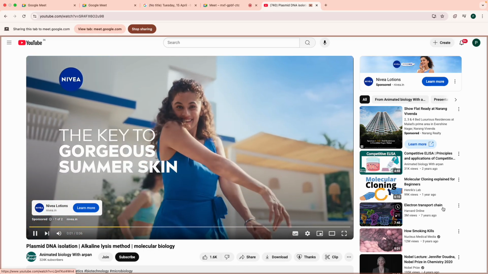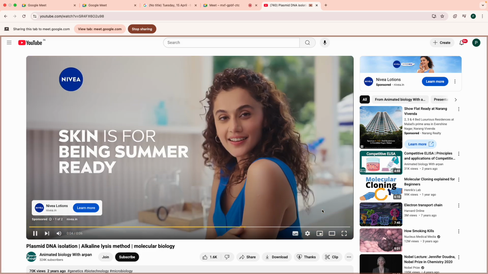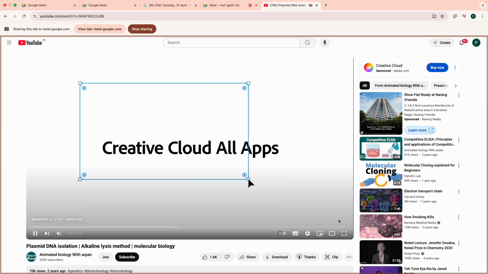Gorgeous summer skin के लिए Nivea Aloe Hydration. Skin is for being summer ready.